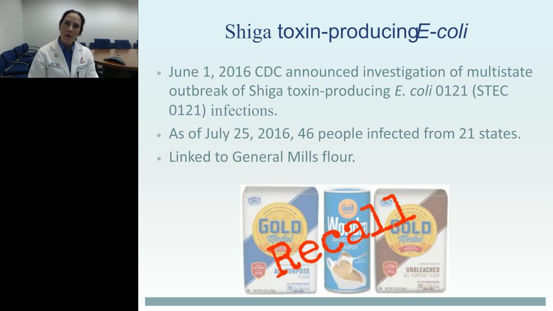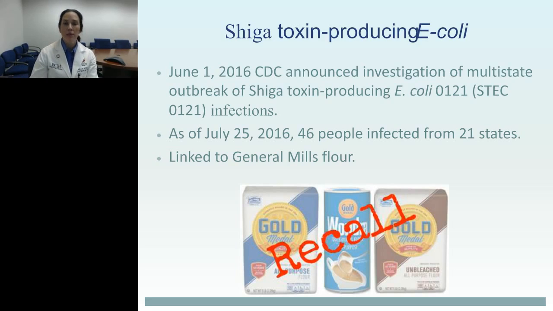So another current outbreak is actually a bacterial outbreak. And this is something that was picked up on by the CDC due to our FoodNet, our PulseNet, which is this infrastructure we have within the U.S. that the CDC, through the various state labs, tracks foodborne outbreaks. So on June 1st of 2016, the CDC announced that they were doing a multi-state investigation due to outbreaks of Shiga toxin-producing E. coli, in this case, O121.